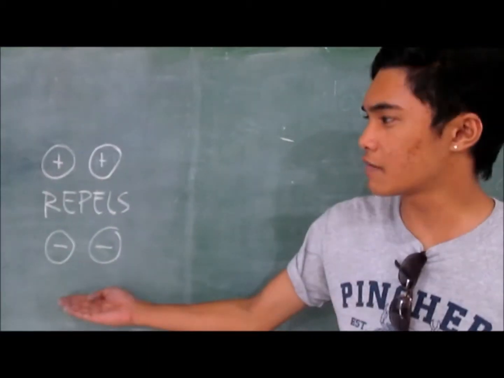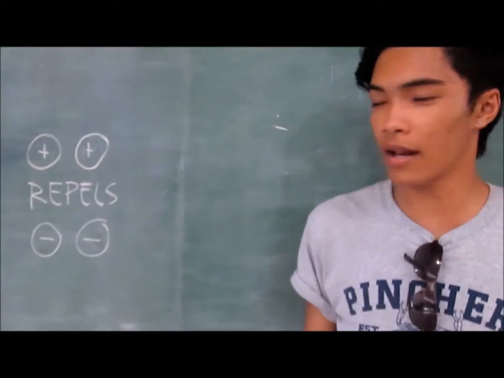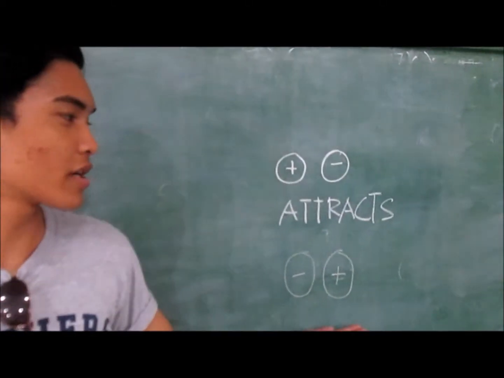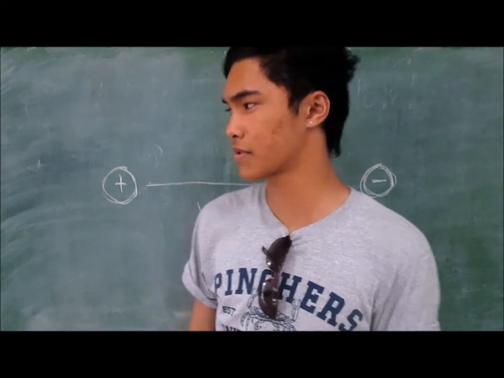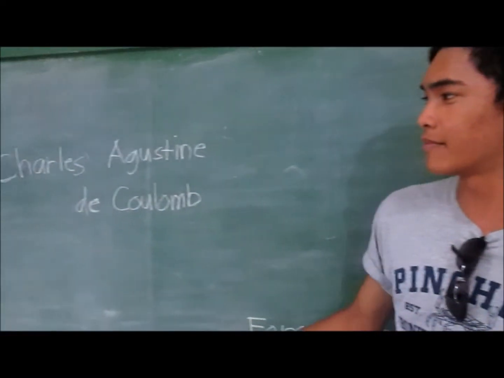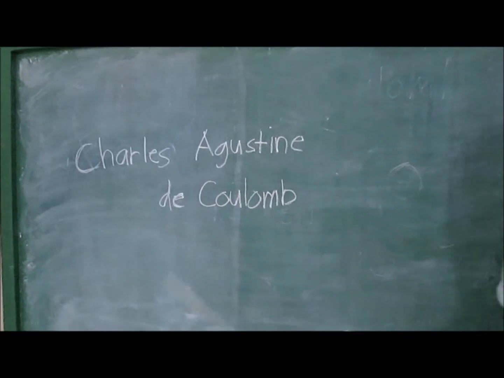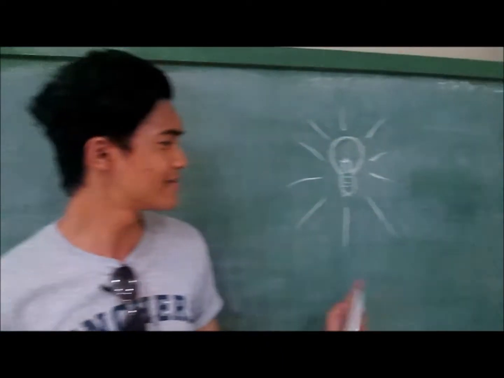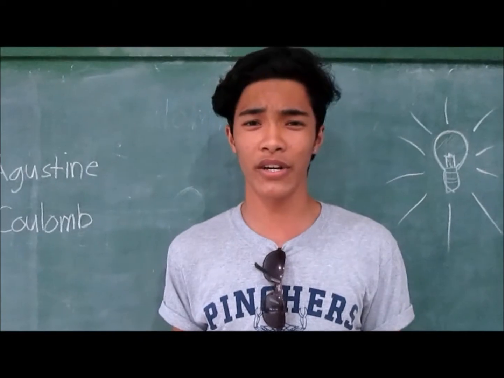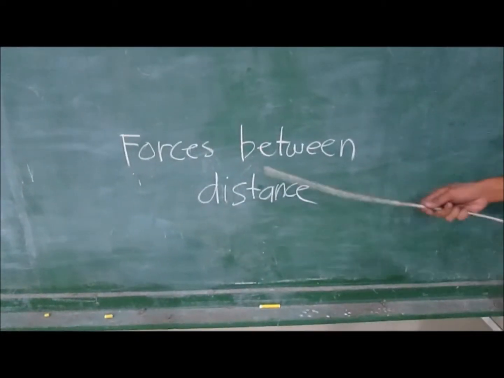Same charges repel while opposite charges attract. The forces between charges weaken with distance. A French guy named Charles Augustin de Coulomb came up with a bright idea to measure forces between charges at a distance.